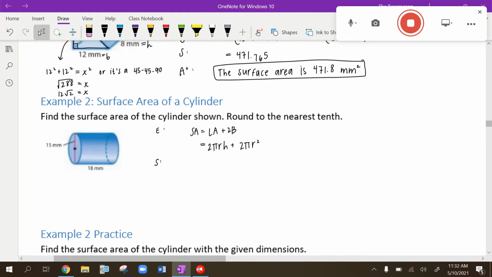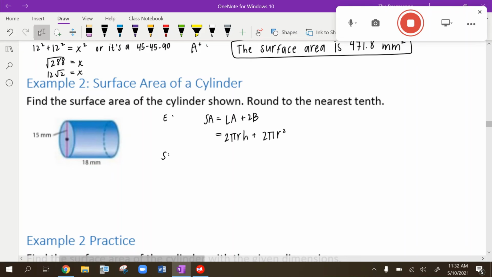Next, we're going to try surface area of a cylinder. I've already written out the formula. Let's substitute in the radius. If the diameter is 15 millimeters, that means the radius is 7.5 millimeters, half the diameter. The height of this cylinder is 18 millimeters. Again, the radius is still 7.5 squared.